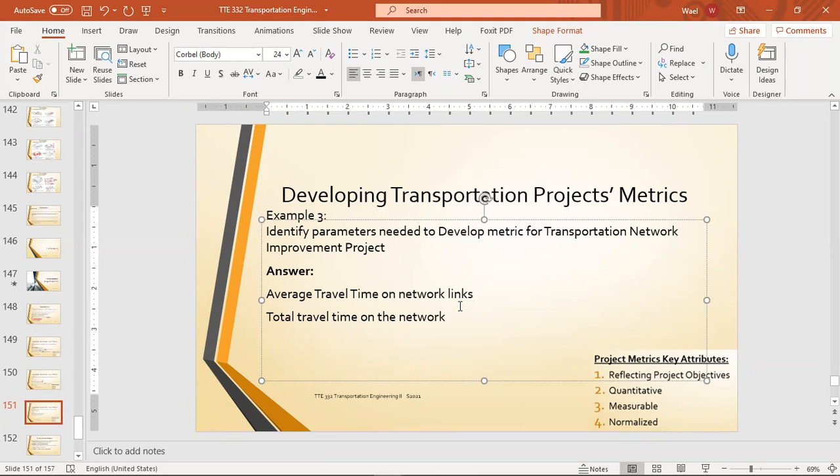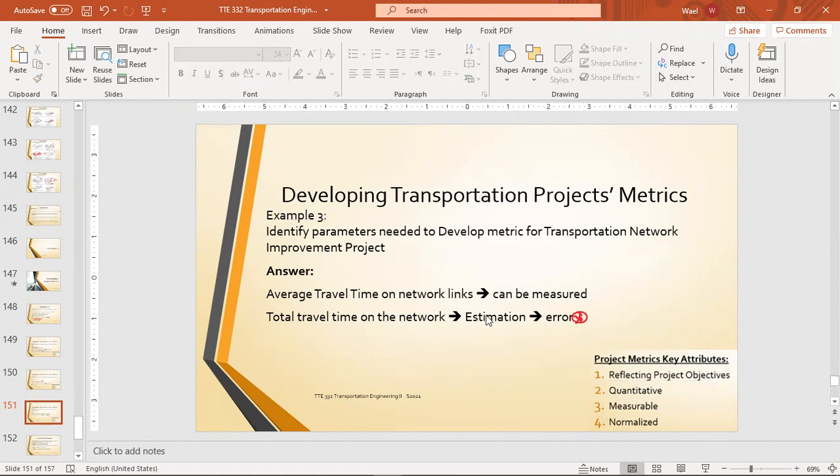Yes. Okay. So this can be measured. But this one is basically an estimation. What does that mean? It might have error. So this one is an estimation and is not highly reliable. This one is much better. Okay? How can we normalize it?